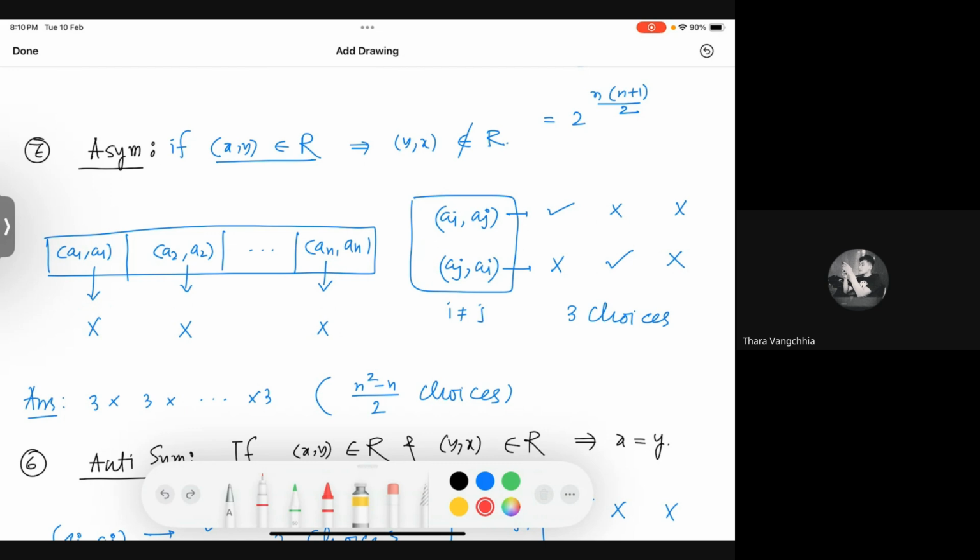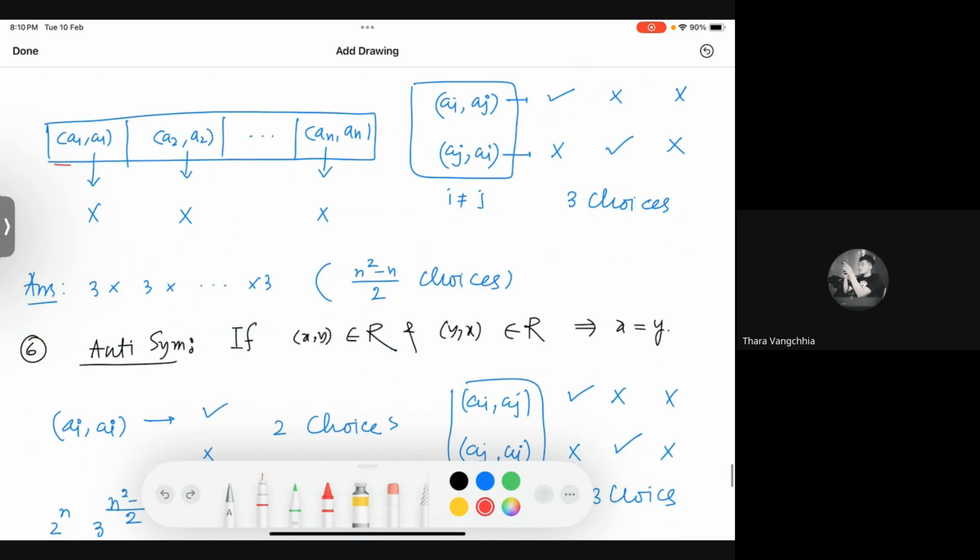So how many asymmetric relations are there? 1 into 1 into 1, n times. And how many pairs are there? (n squared minus n)/2 pairs are there. So 3 into 3 into 3, how many times? (n squared minus n)/2 times. So how many asymmetric relations are there on G? 3 to the power (n squared minus n)/2.